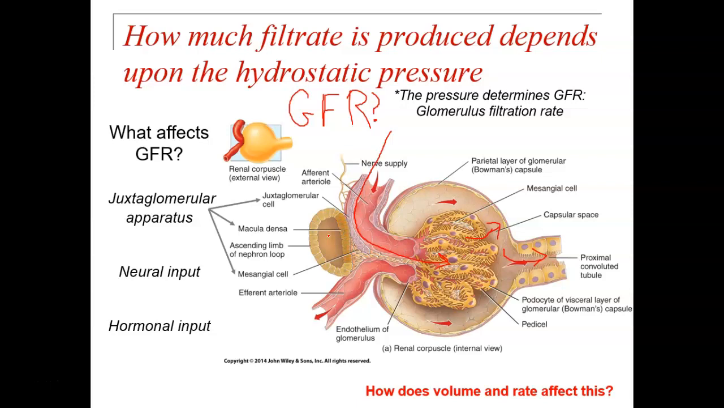Right? Let's imagine if there's too little ion concentration in the DCT, that means the urine is too dilute, or vice versa. If it is too concentrated, that means that there isn't enough water. That means we must be dehydrated. So that's where the juxtaglomerular cell can stimulate the release of renin.